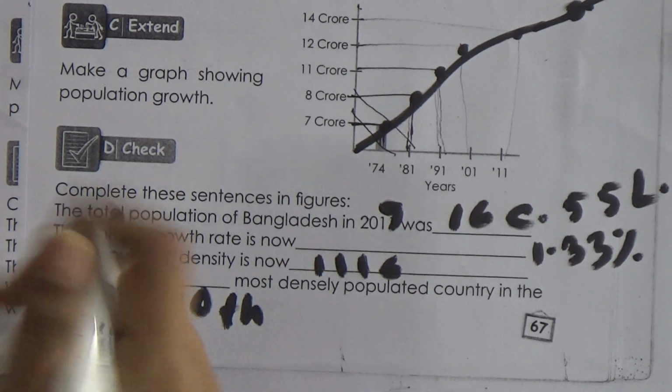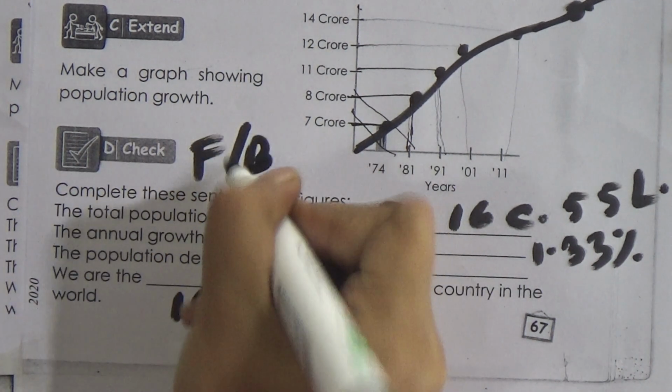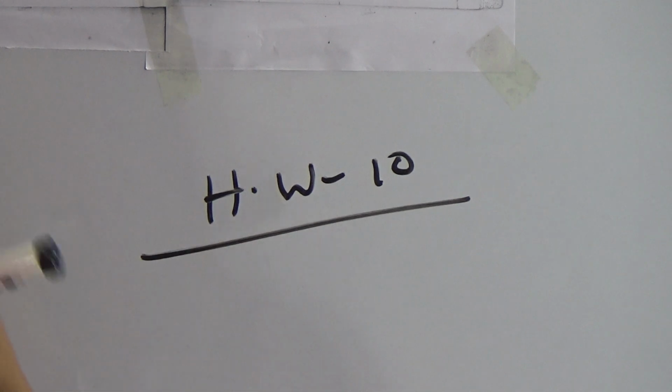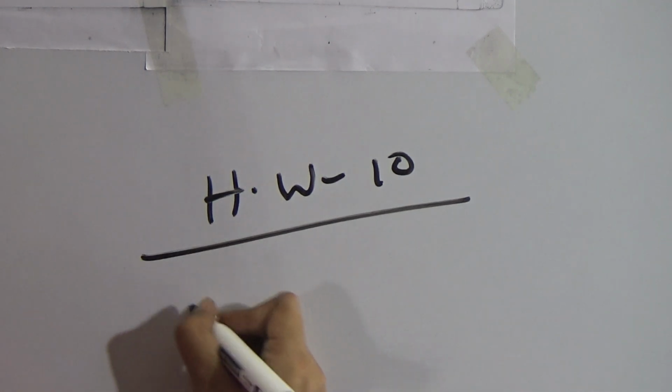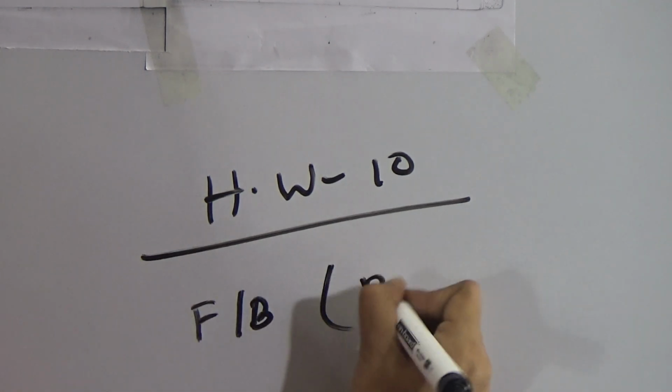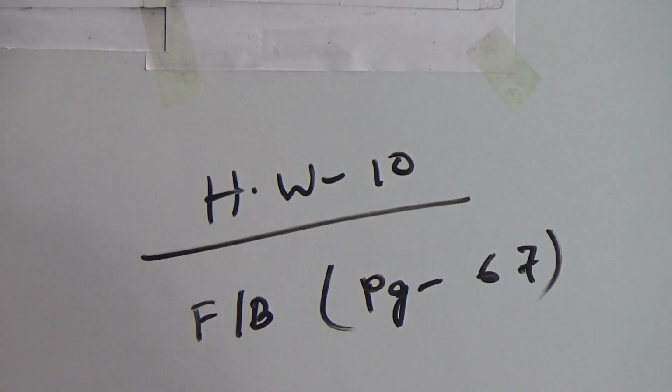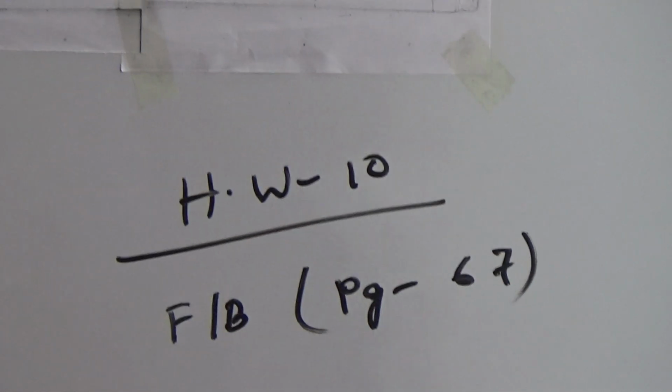So dear students, this is the fill in the blanks for you to do as SW. The SW number is 10, and this is from your page number 67. Fill in the blanks on page number 67. You have to do this as an SW, and you have to submit it by Saturday.